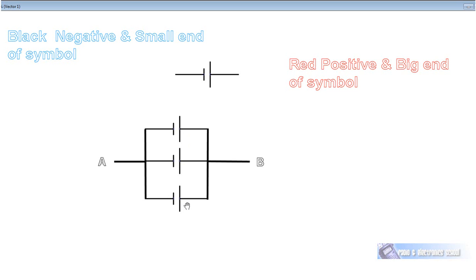The voltage in a parallel connection doesn't change. So whether we've got 1, 2, 3 or 50 cells in parallel, the output voltage is the same as any single cell. So in a series connection, we increase the voltage. In a parallel connection, we do not increase the voltage, we increase the current capacity, the amp hour rating of the cell.